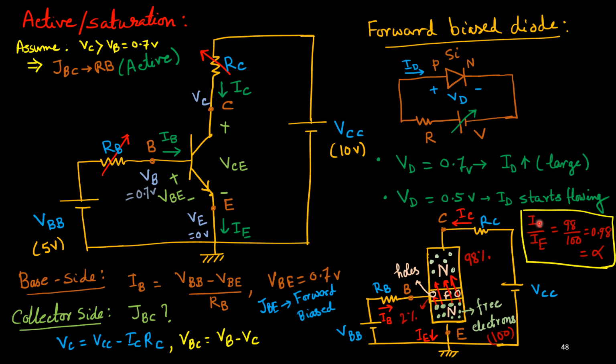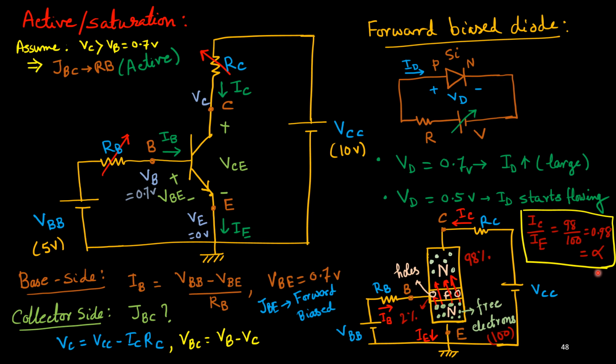Now here, consider this ratio IC upon IE. Out of 100% electrons emitted from the emitter side, only 98% are coming to the collector side. So the ratio IC to IE will be 98 upon 100, meaning 0.98 for this example. This ratio is called alpha, right?